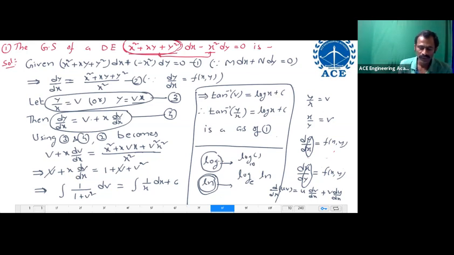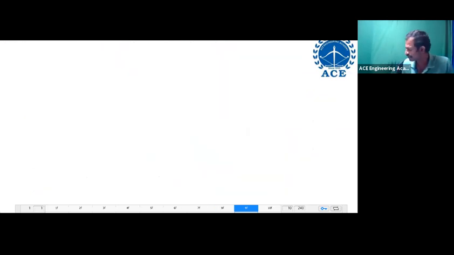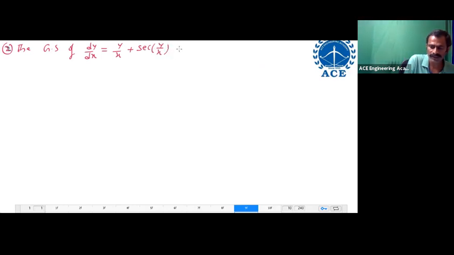Now we write another problem. So we are going to the next page. Problem number 2. The general solution of dy by dx equal to y by x plus secant of y by x is.